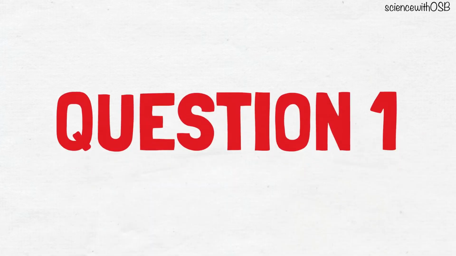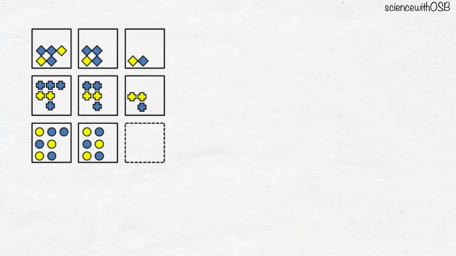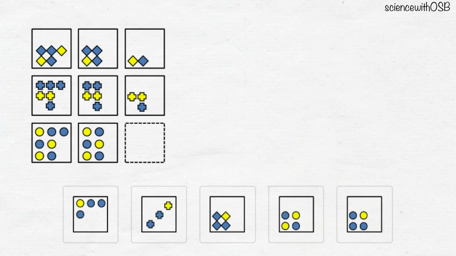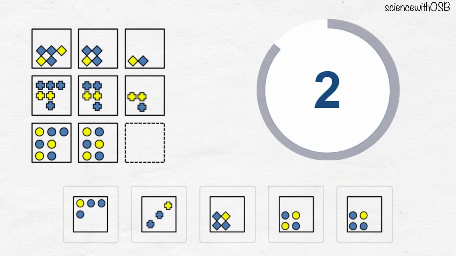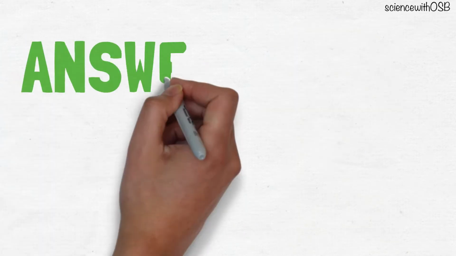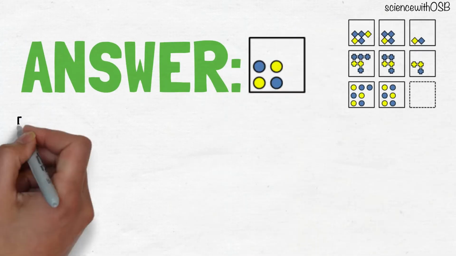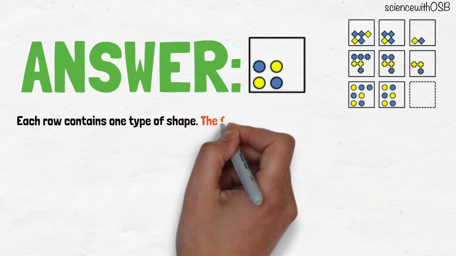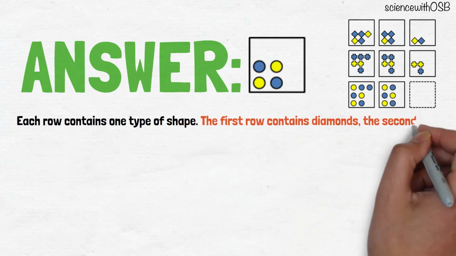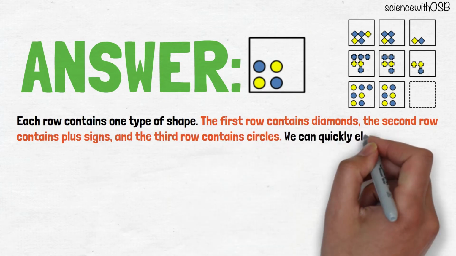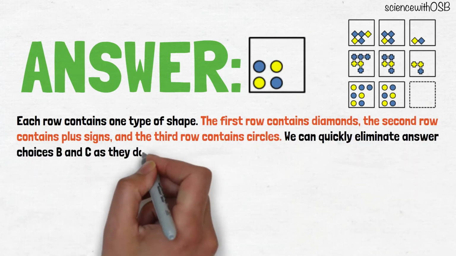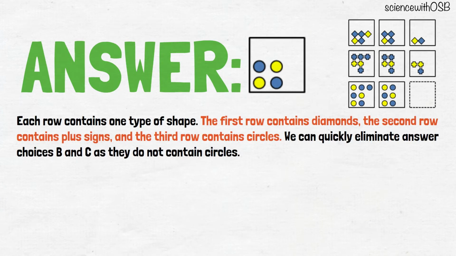Question number 1. Observe these matrices closely. The correct answer is option 4. Each row contains one type of shape. The first row contains diamonds, second contains plus signs, and the third row contains circles. We can quickly eliminate answer choices B and C as they do not contain circles.